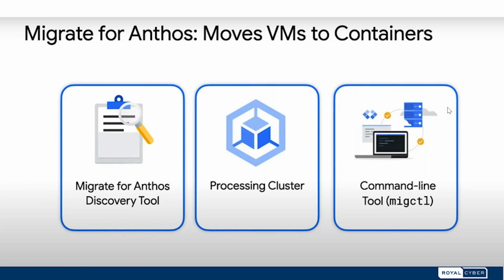Then we have the processing cluster. The processing cluster is a Kubernetes cluster that is going to examine the source VM and create the actual migrations. Whereas there is migctl. migctl is just like kubectl. It's a command line tool which is going to communicate and interact with the processing cluster.